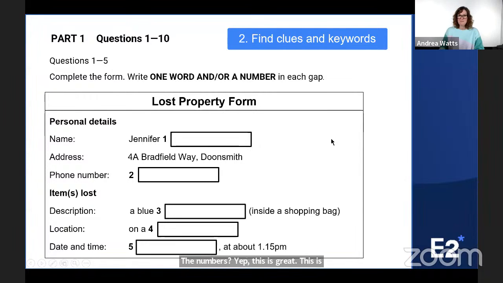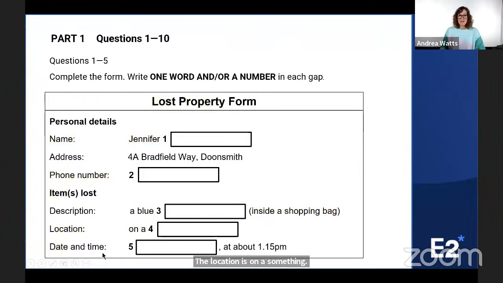This is what I would do. I would be looking at the fact that this is a lost property form. So I know what kind of conversation I'm going to listen to. Name, Jennifer, the phone number we need to listen for, and we need to listen to the items lost. A blue something. And they've told us it's inside a shopping bag. The location is on a something. And the date and the time we already have.